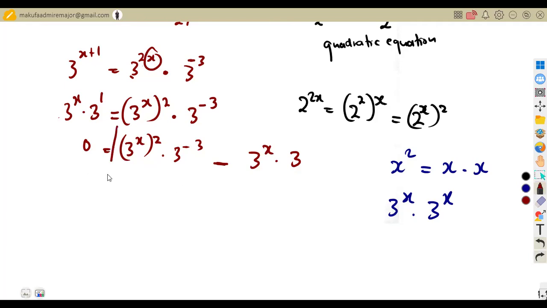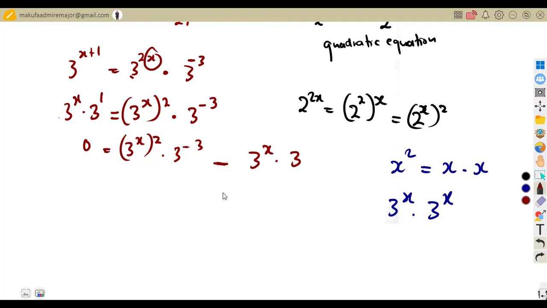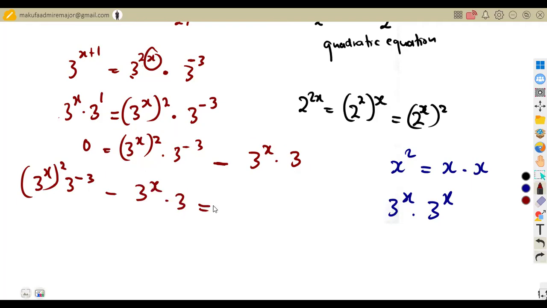We can factor out that. Or if you're having a confusion, just write this on the left-hand side. Let us just rewrite it. Do not change anything as it is. 3 to the exponent of x times 3 to the exponent of minus 3. Sorry, this is squared here. Minus 3 to the exponent of x times 3. I'm just rewriting what is on the right side to the left side, and what is on the left side to the right side. So nothing changes the sign there.